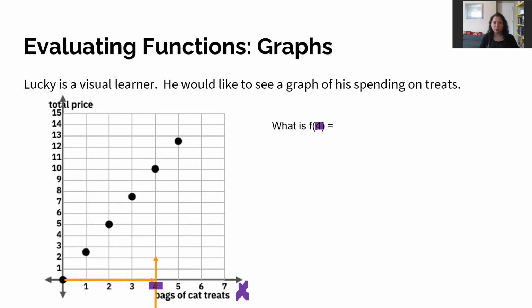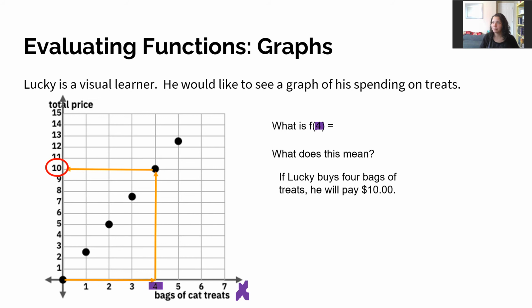So to figure out what f of 4 is, that means how much would 4 bags of treats cost? Well, let's go over to the 4 and oh, look, here we got a little circle right here. And then we come across over to our total price, and that says that it would cost $10. Well, that's pretty easy. So like I stated, what does that mean? 4 bags of cat treats cost $10. Duh.